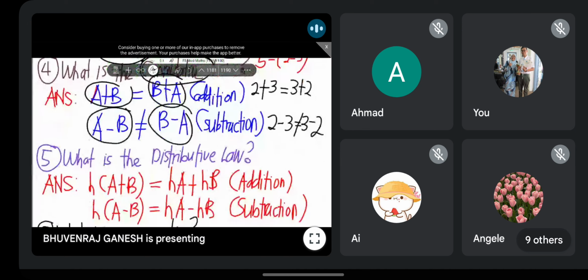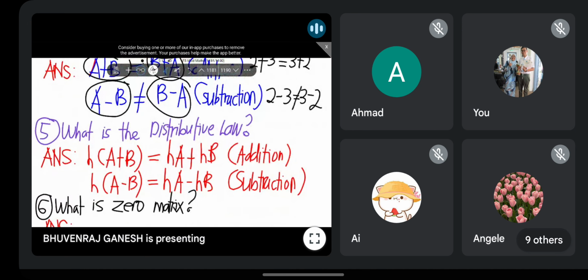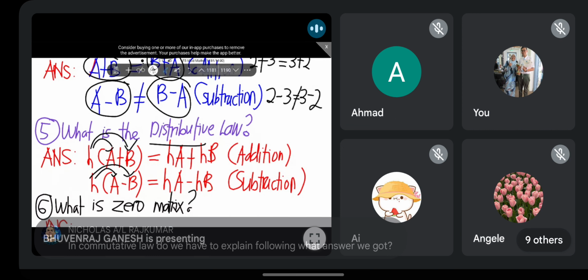Third one, very easy. Distributive law. What does distribute mean, guys? Apa maksud distribute in English? Yes. So as what Hakim said lah, pengagihan. Okay, distribution. So guys, can you see that the H is distributed to two matrices, which is A and B. So that is why we call it distributive law. We distribute the H to two separate matrices to get the answer.